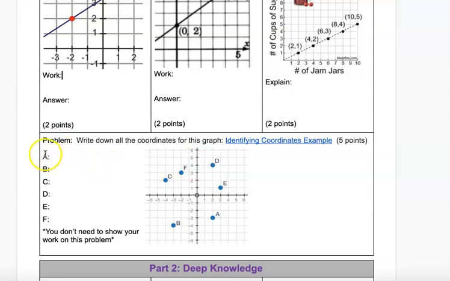And then writing down all the coordinates for these points as well is pretty straightforward. You use the horizontal line first. So for A, you're going to go over to 2, down -3. So A is 2, -3. So that's the only help I'm going to give you for part 1. I will also make a video for parts 2 and 3 and then post them as well here. Good luck.